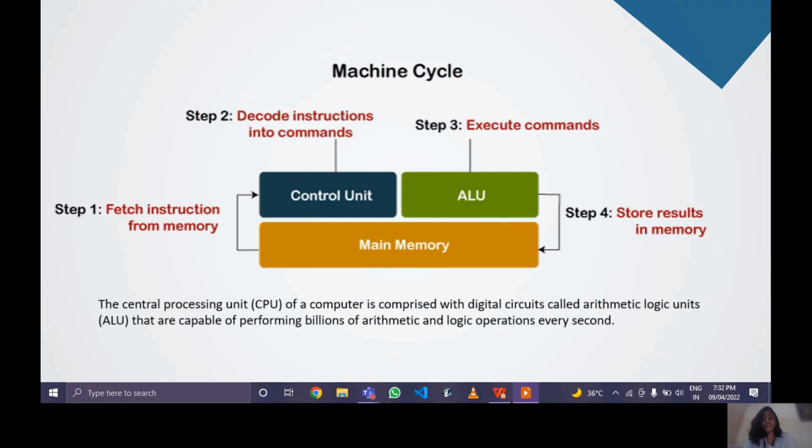Now let's first of all go through the machine cycle, like where does this ALU come in? In the CPU, we have three main components, that is the main memory, the control unit, and the ALU. The control unit fetches the data or the instructions from the main memory, decodes them into some commands, and passes them to the ALU. Now what are these commands? These commands are the operations that are supposed to be done on the operands. So this ALU executes those commands and stores the result back into the memory.